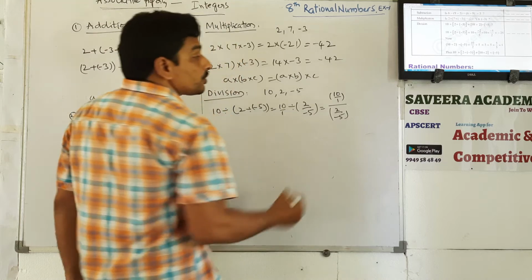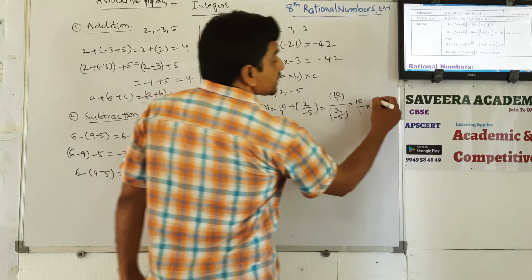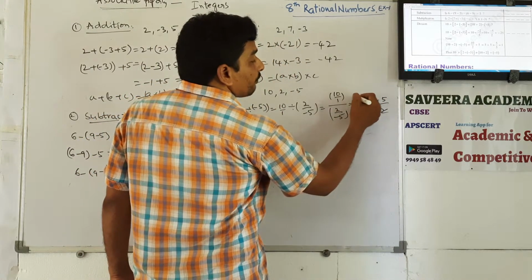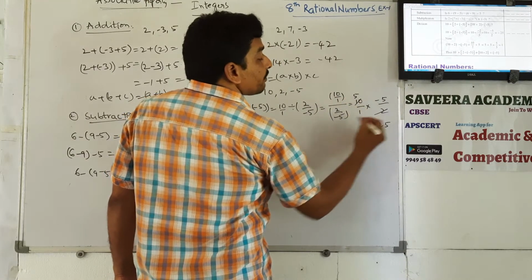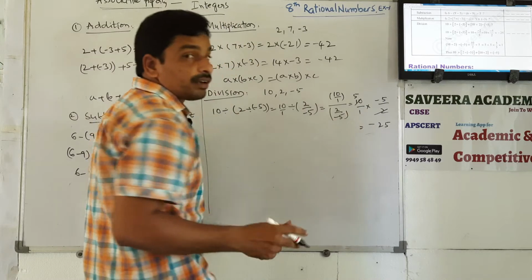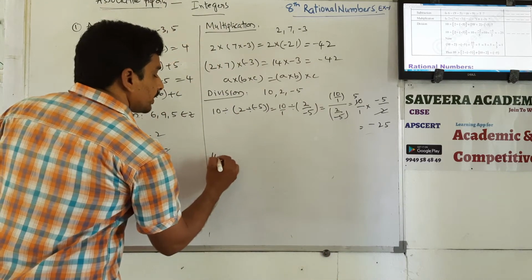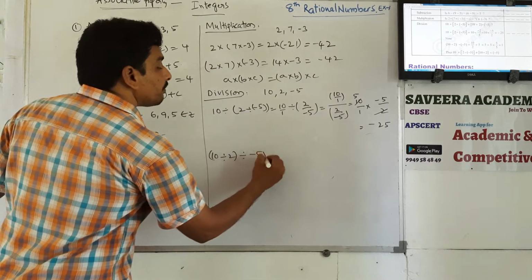So this is equal to 10 by 1 into minus 5 by 2, minus 5 by 2. Here 2 5 times goes. 5 5s are 25. Minus is there, minus 25. Minus 25 by 1 means minus 25 only. Now let us find 10 by 2 first and then divided by minus 5.